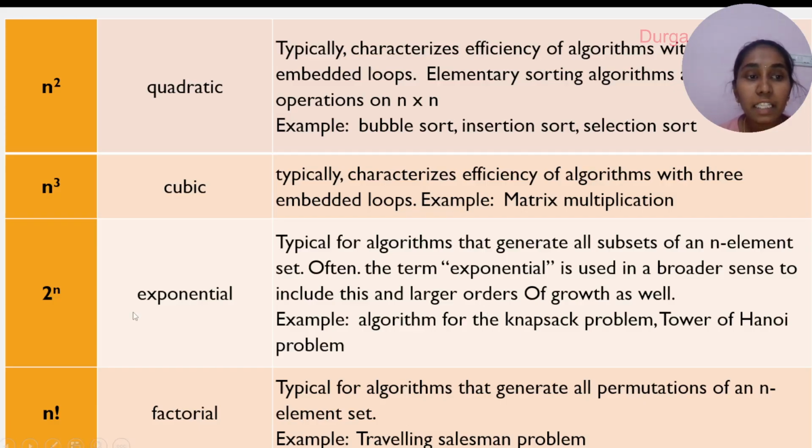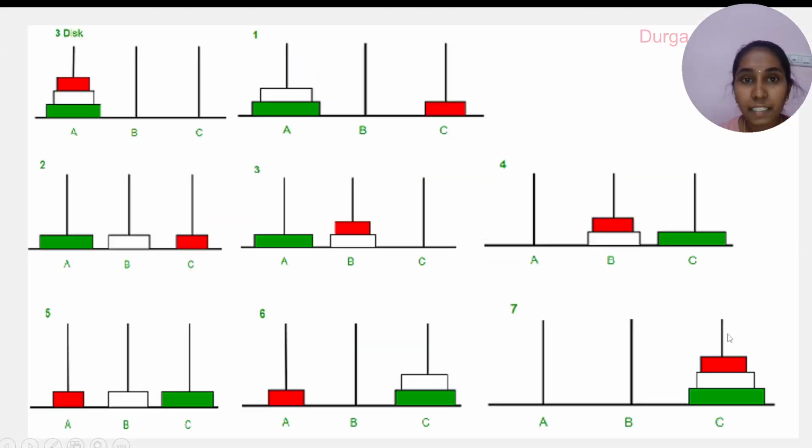And the next one is exponential. So a better example is towers of Hanoi. Okay. Let's see. So this is the towers of Hanoi. So we need A, B, C. A is known as source, C is known as destination, and B is used for temporary purpose. We need to move all the disks from source to destination with the help of the temporary rod.